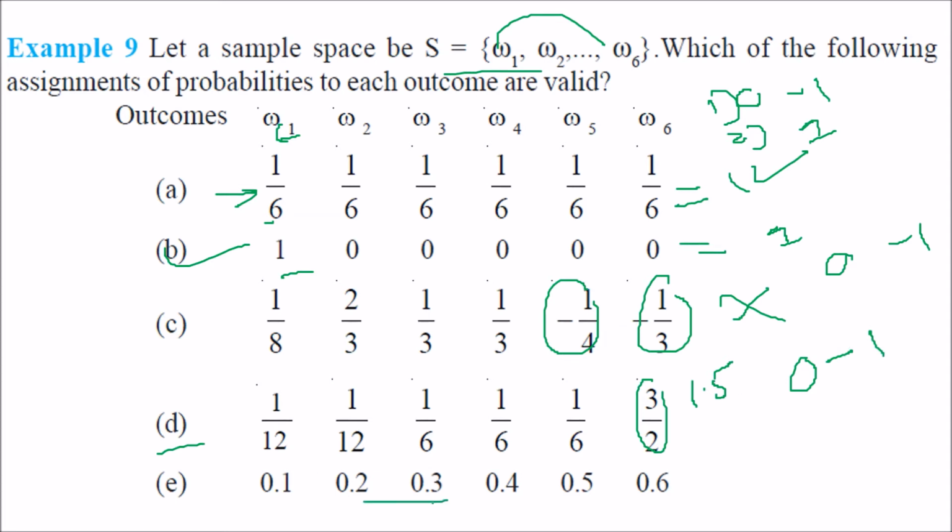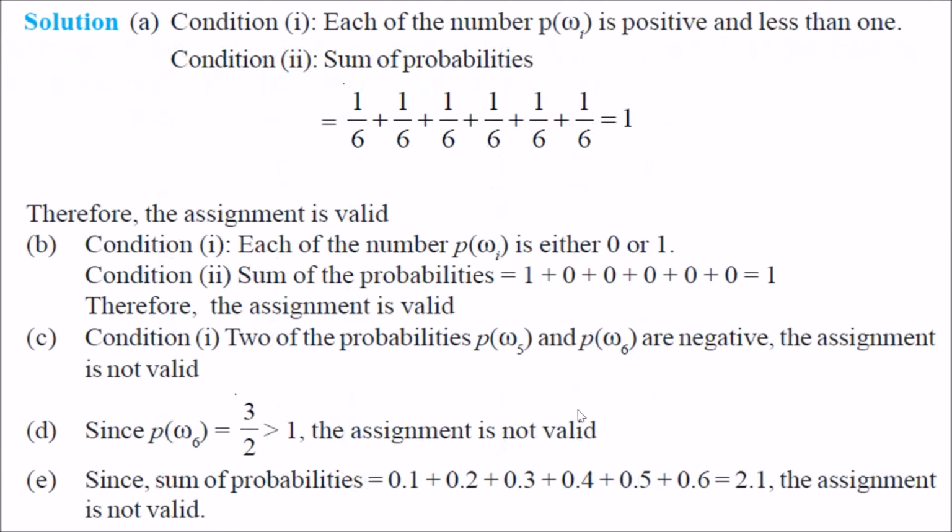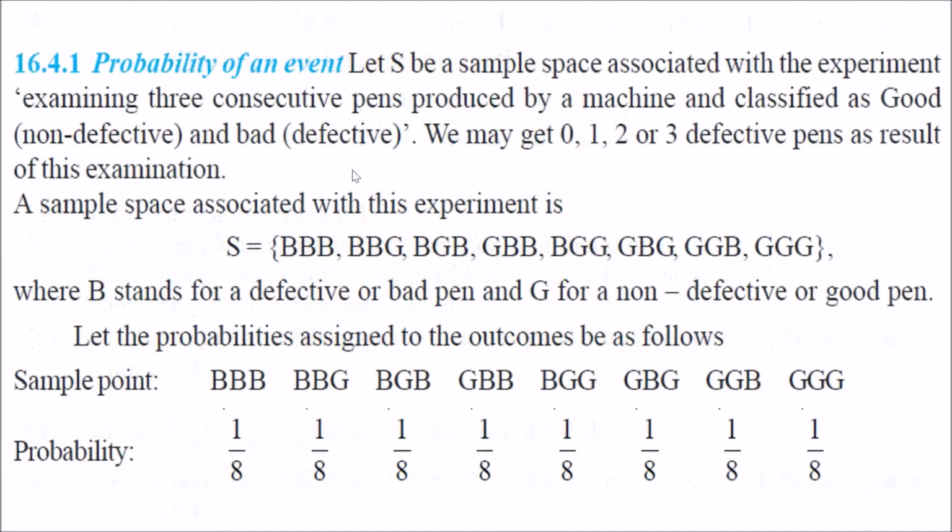The next is, okay, these probabilities are fine, but if you combine them, it is going to give you a number that is 2.1. So this is not acceptable. This is not a valid assignment.